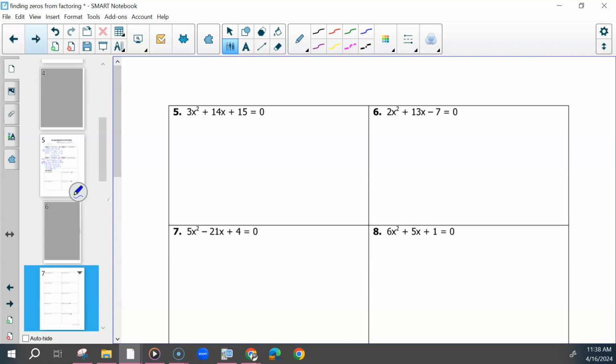Problems 11 through 14 are the ones that don't equal 0 and are going to be similar to what we just did. Are any of those, or 5 through 10, ones you want to see? 14.